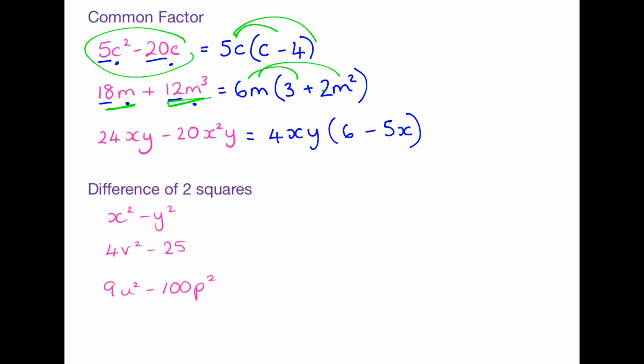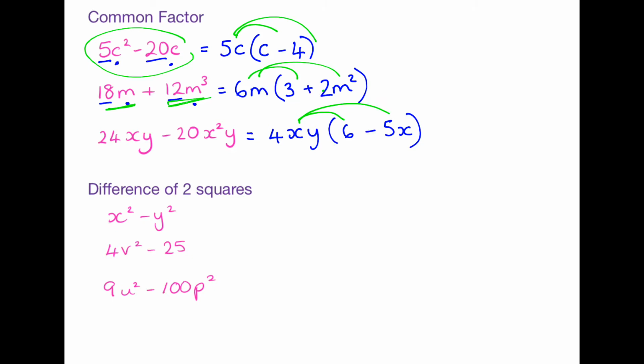And we can just check that by multiplying out. So 4xy times 6 is 24xy. And 4xy times 5x is 20x squared y. And we've got the negative in there as well. So we're all good. Okay. Right, so that was common factor.